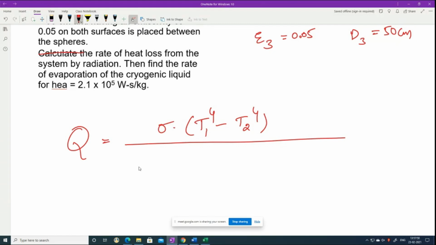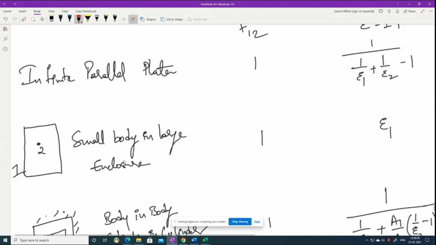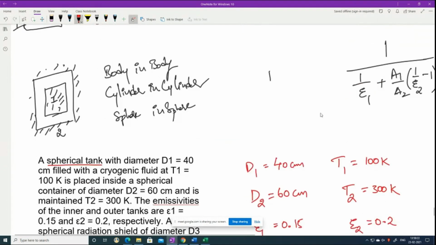Can you speak clearly? Resistance. The resistance you have to take. What is that resistance I am asking? Body in body. Body in body resistance you have to take. Correct. What is that you are going to take here? 1 by E simply, this one you can take.